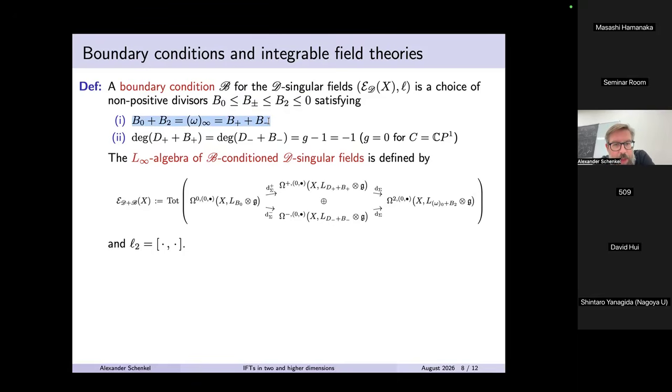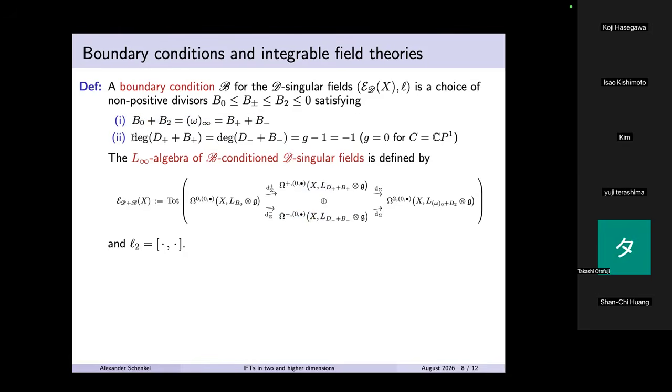This condition here is required for having a cyclic structure. You see, a cyclic structure would pair this guy and this guy, for example. Now, when you pair these two, you get the divisor D plus D minus plus B plus B minus. So the sum of all of them. And the sum of all of them is exactly the divisor of omega. So when you take the thing you get by pairing these two, wedge it with your omega, you get something without divisor, so something you can integrate. So this condition here ensures that you can define a cyclic structure on that.